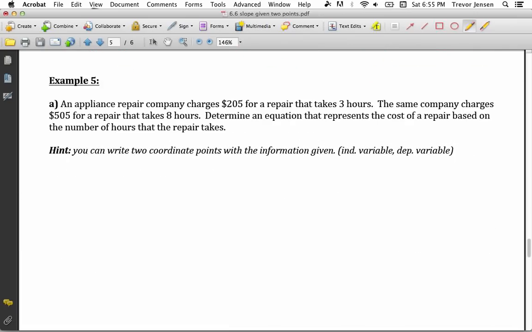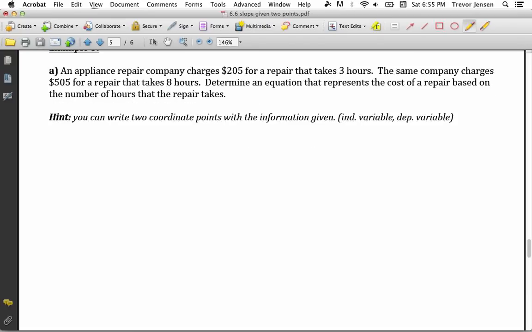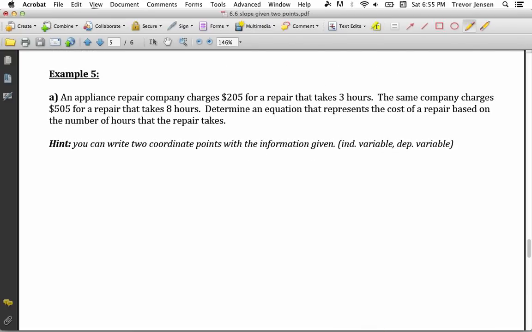Last thing we're going to do is a word problem. So an appliance repair company charges $205 for a repair that takes 3 hours. The same company charges $505 for a repair that takes 8 hours. Determine an equation that represents the cost of a repair based on the number of hours that the repair takes. Okay, so basically in this question, I have two variables. I have cost of a repair, and I have number of hours a repair takes. So those are my two variables, okay?